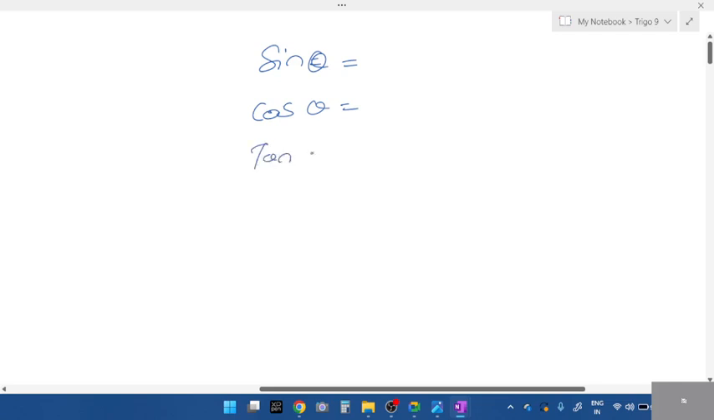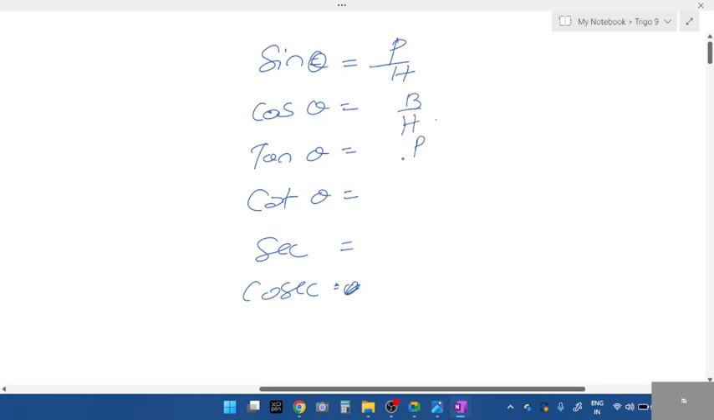Sine, cos, tan, cot, sec, and cosec. Remember this order. What is sine? Perpendicular by hypotenuse. Cos, okay, tan is perpendicular by base. And what about cot? Cot is base by perpendicular, the reverse of this. If you reciprocate, these two are the answers.